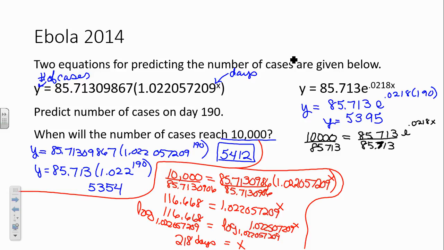Okay, so 10,000 divided by 0.713 gets me 116.668. Again, I'm not clearing my calculator. I'm just going to leave it in there, but I'm only writing a portion down. And that's now e to the 0.0218x.